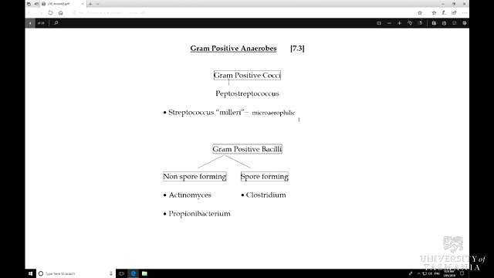Clostridia sometimes stain gram-negative, and there are some species of Clostridium that are always gram-negative, but their cell wall is gram-positive chemically, but they don't hold the stain very well, and they stain like gram-negative rods.